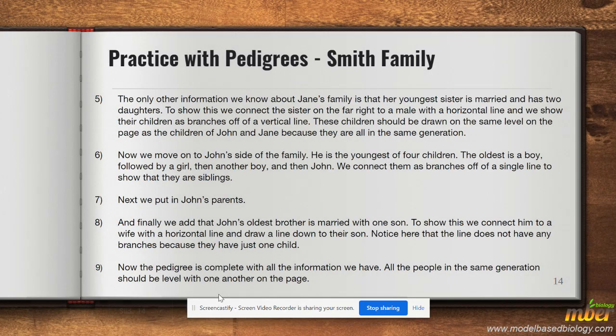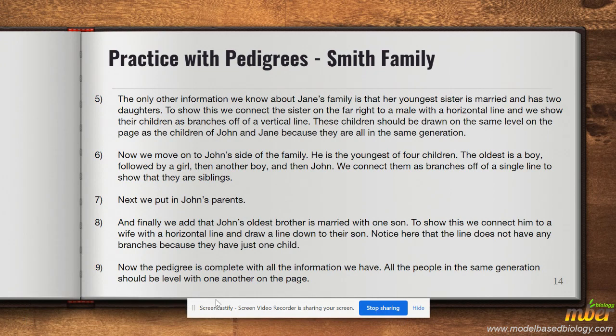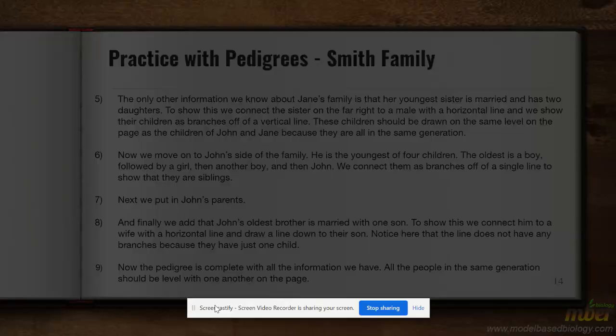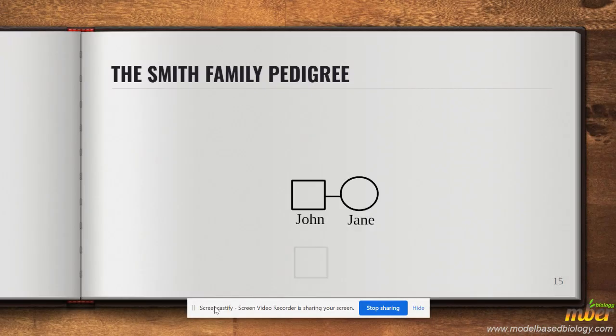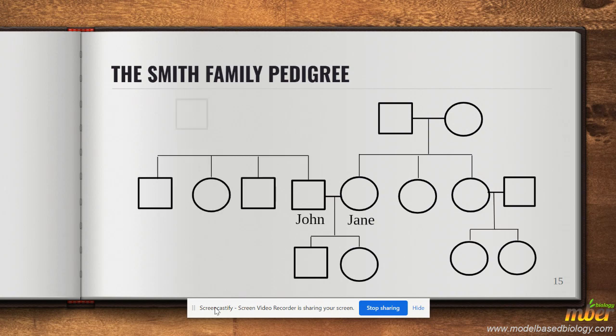Okay. Finally, we add that John's oldest brother is married with 1 son. To show this, we connect him to a wife with a horizontal line and draw a line down to their son. Notice that the lines do not have any branches because they just have 1 child. Now the pedigree is complete with all the information we have. All the people in the same generation should be level with one another on the page. So this is our complete pedigree.